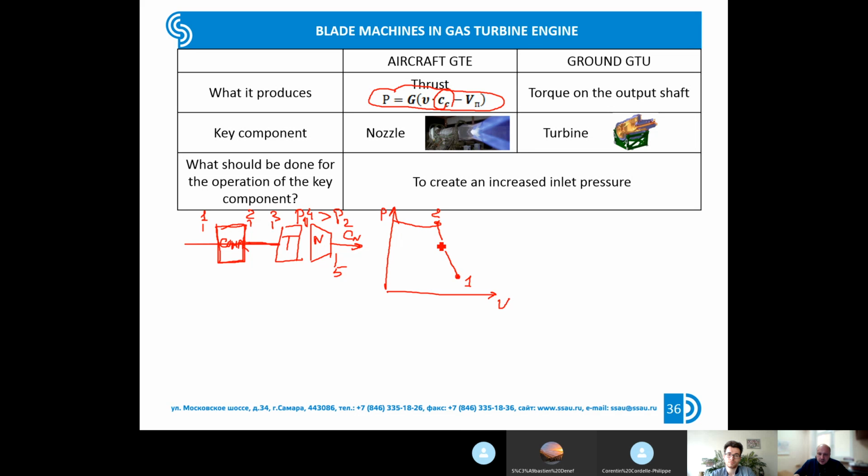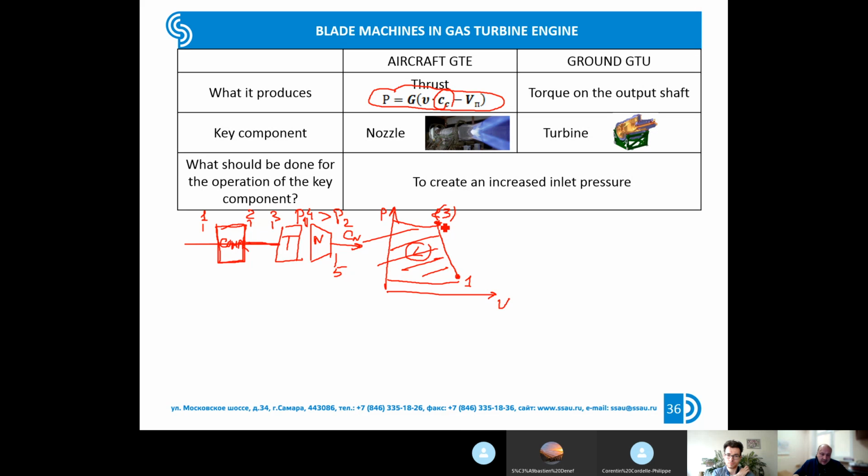The specific work which you need to supply to provide compression is equal to this area. But you will see that in our case, when we have no combustor, point number 2 and point number 3 will be the same. It means that the expansion process will start from the same point as the end of the compression process.